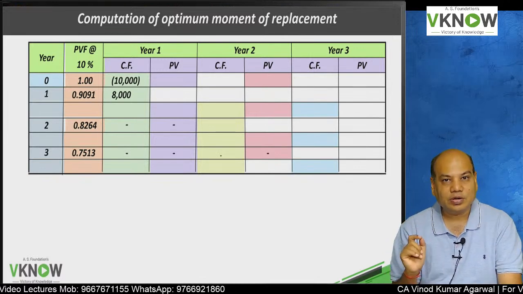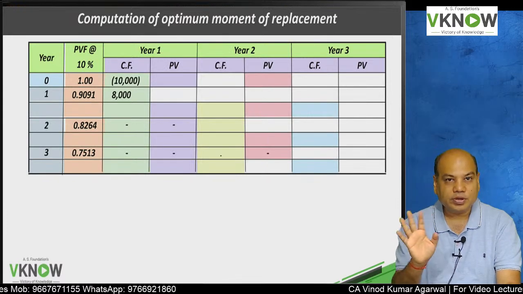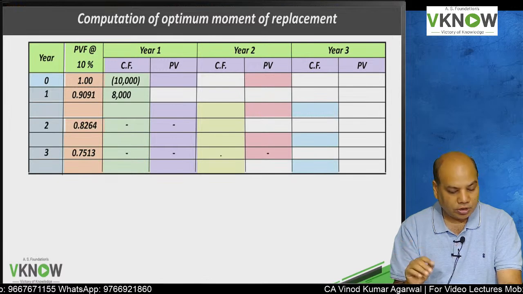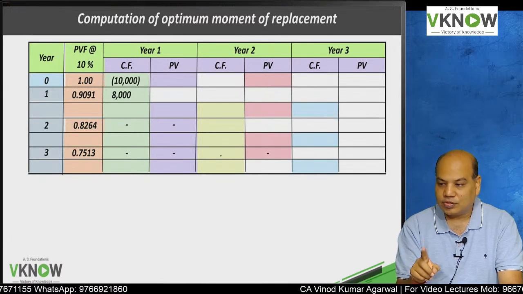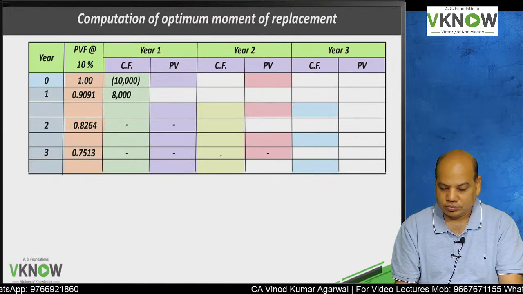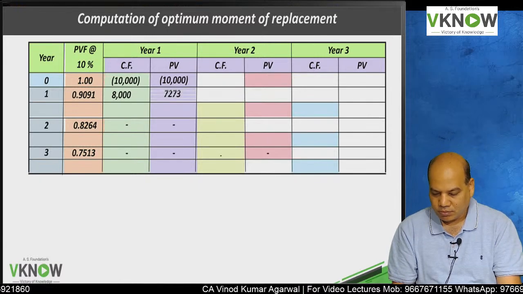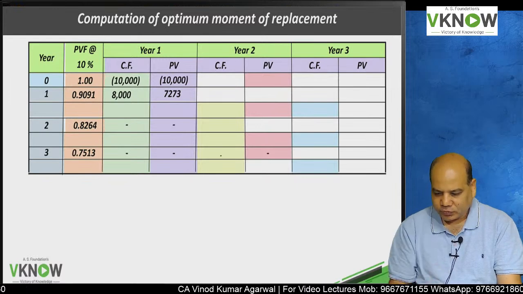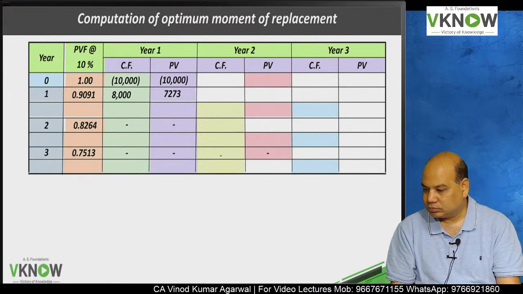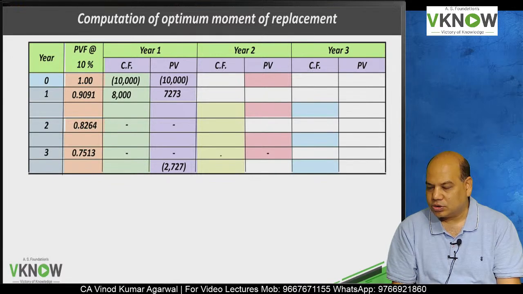Will you get salvage value? Yes, 8,000. You will get salvage value 8,000. 5,000 will not come. If that last paragraph is not there, then 5,000 will also come, 8,000 will also come. 8,000 is salvage value inflow. Calculate present value, 10,000, 7273. Take the total. This is 2727. Right? Present value is 2727 if you use the asset for 1 year.